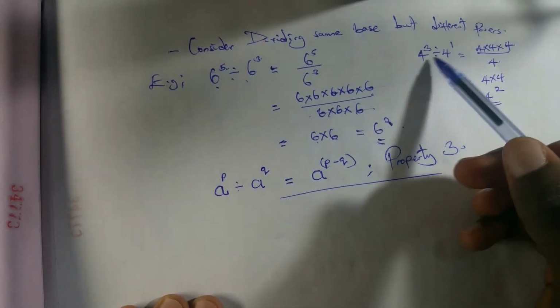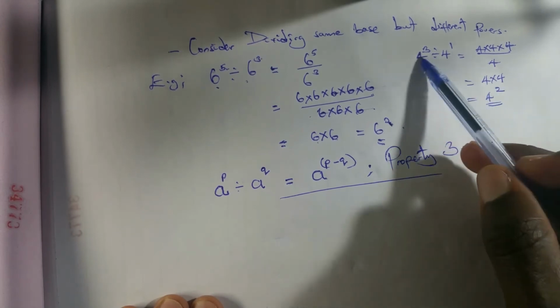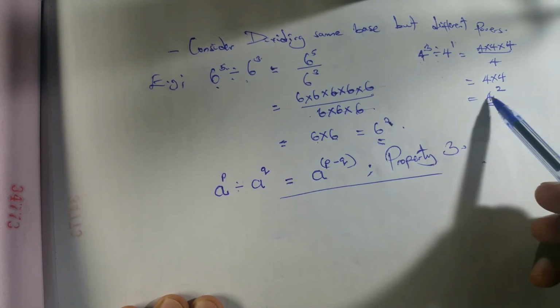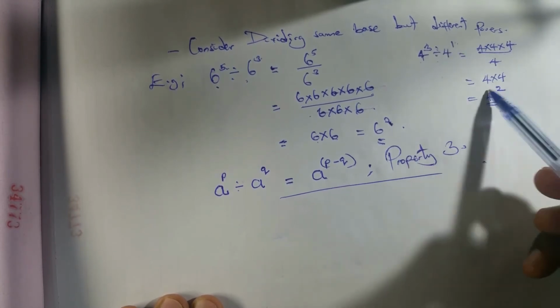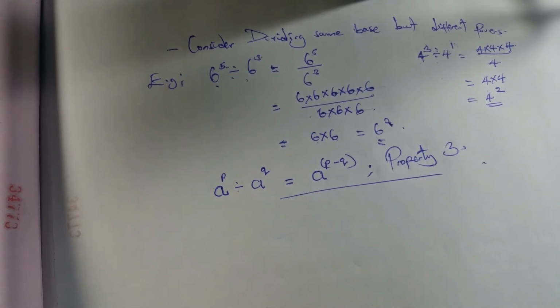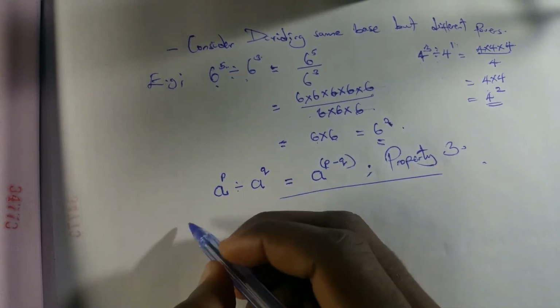Even here when you observe, for instance, if you see 4 to power 3 divided by 4 to power 1, it is just the same as 4 to power 3 minus 1, to give us 4 squared. So that's it. That's the third property we have. Now let's look at some special cases.